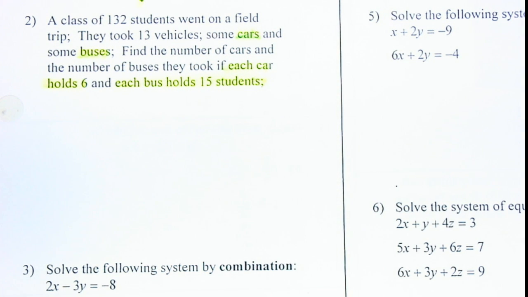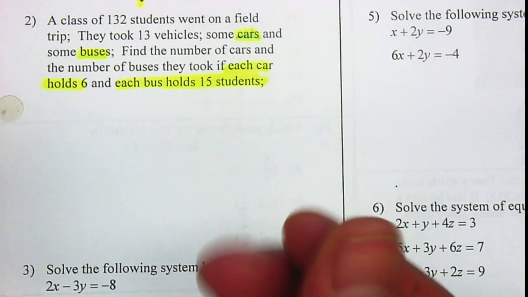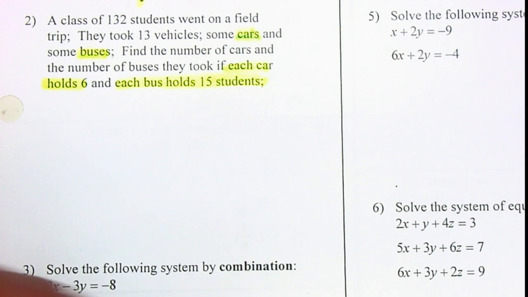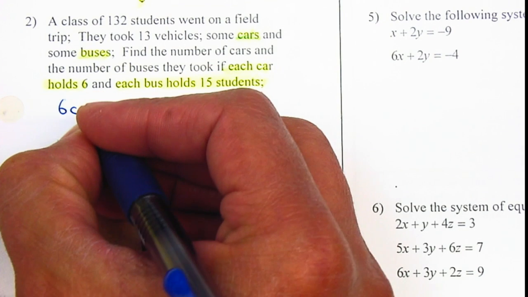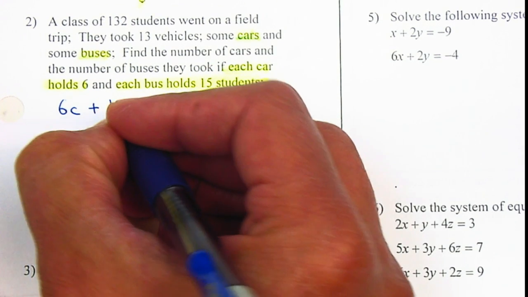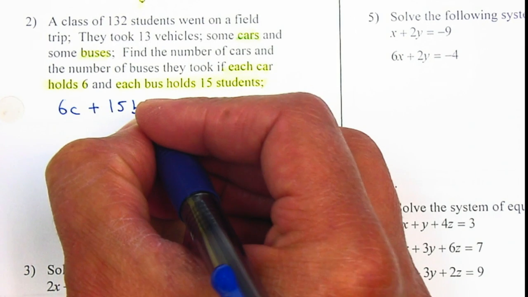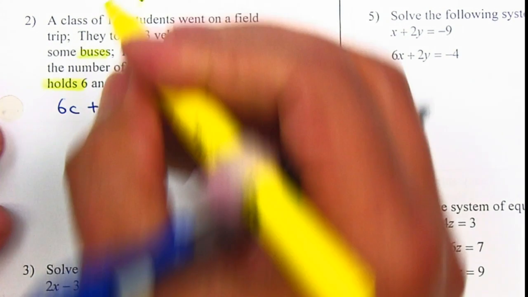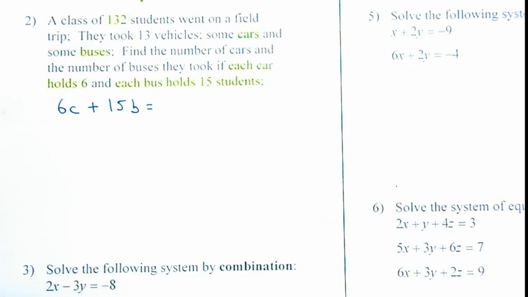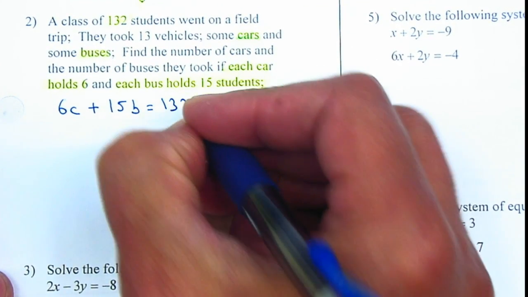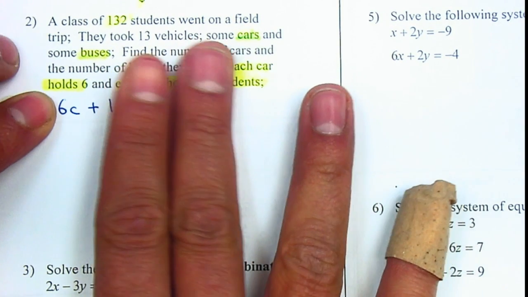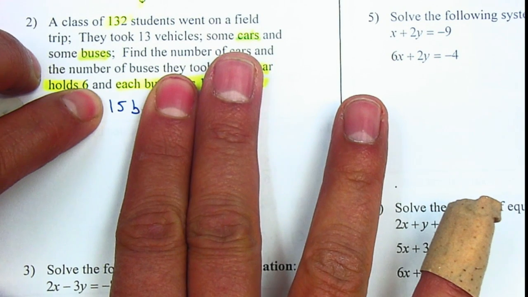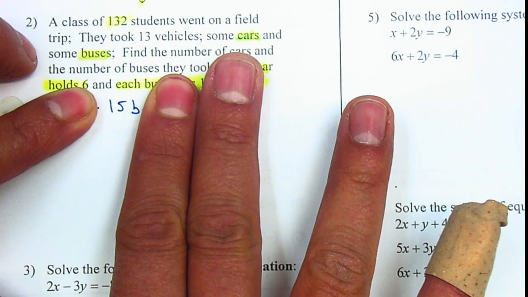Now for my equation. We usually deal with money, money, money. In this case, we're dealing with the number of students. We have 6 students in each car plus 15 students in each bus. And how many students do we have total? That's 132. So this will give you the number of students that are in the cars. This will tell you the number of students that are in the buses. And this will be the total amount.